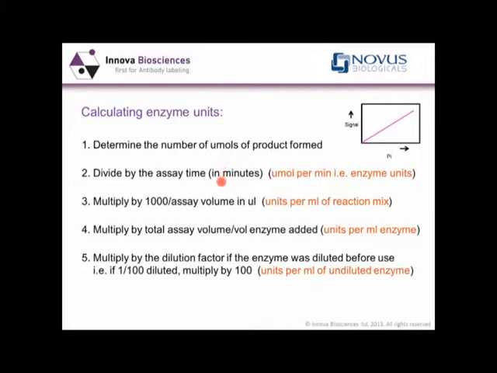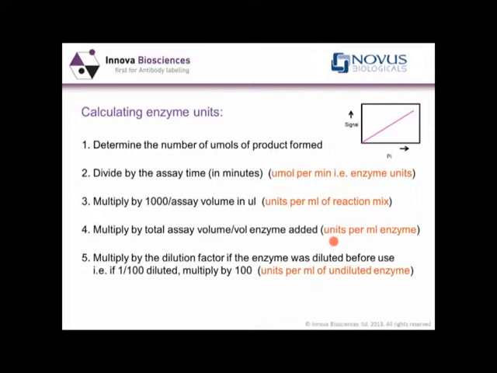Then your assay time was probably not 1 minute. So to convert to micromoles per min, i.e. enzyme units, you need to divide by the assay time. To get the number of units per mL of reaction mix, your assay was probably 50 microliters or 100 microliters. So you need to multiply by 1,000 divided by your assay volume to get units per mL of reaction mix.